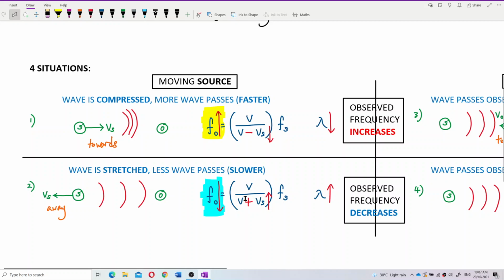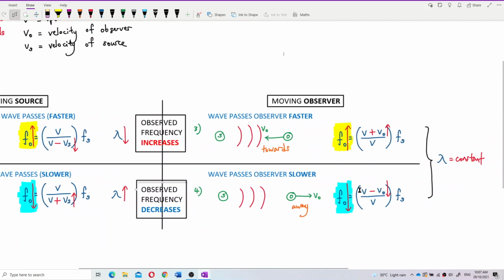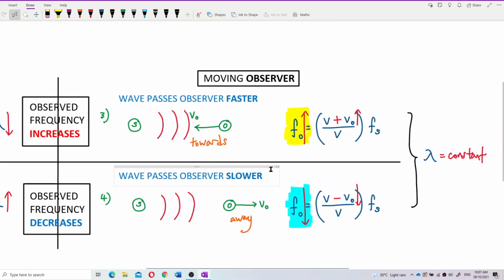And to make the observed frequency decrease, we put positive Vs. Positive Vs means the value below here increases. Now the value is divided by a bigger value, so the observed frequency decreases. So that is the reasoning. Very simple. The value divided by a smaller value becomes a bigger value. The value divided by a bigger value becomes a smaller value. That's it. Now look at the third and fourth situation.